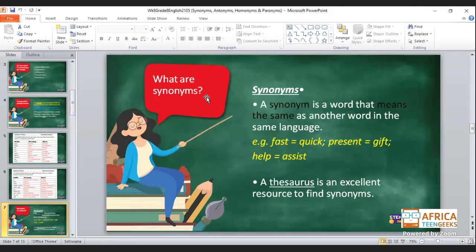Right, what are synonyms? Remember, a synonym is a word that means the same as another word in the same language. You remember that, right? And there's an example there. The synonym for fast is quick. The synonym for present is gift. And the synonym for help is assist. And I know that you can have other synonyms. So if you can think of an example of a synonym at this present moment in time, please use the chat for us so you can share those synonyms with us.